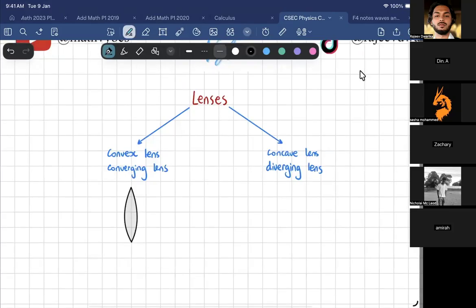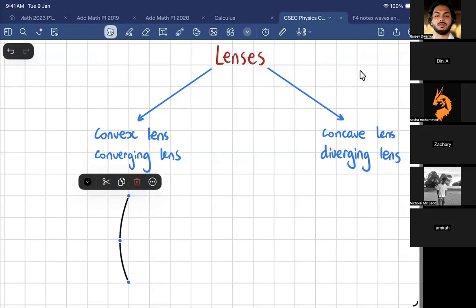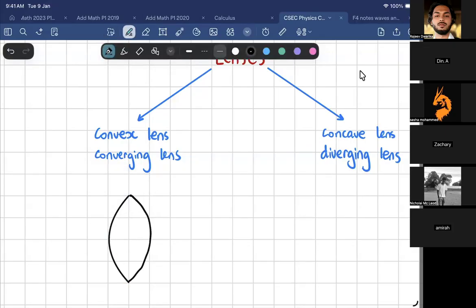Okay, that's a convex lens. It's kind of a bad diagram, to be honest. Give me a moment. It's a fat convex lens.